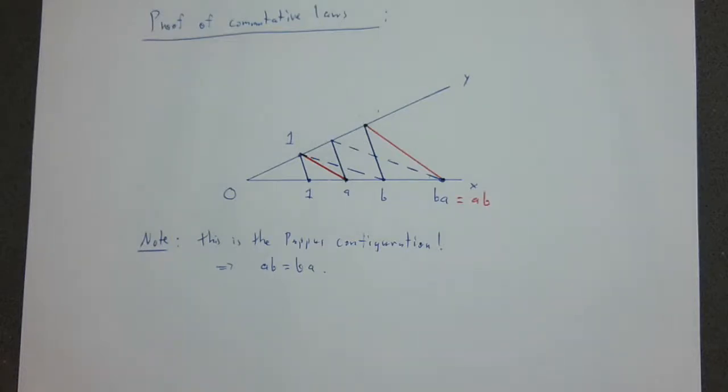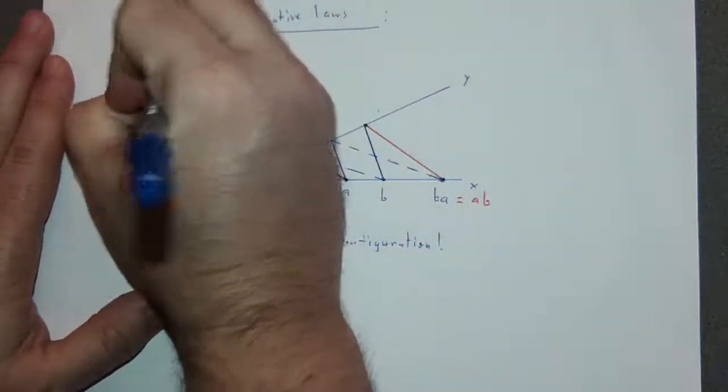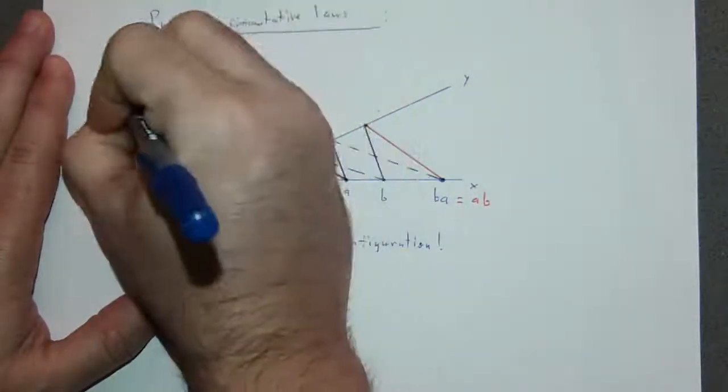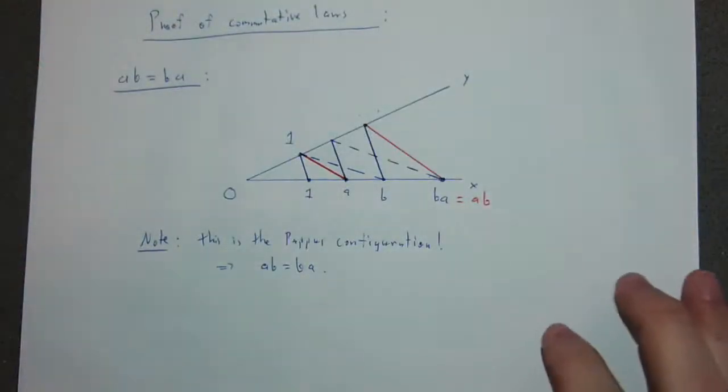All right, so let's do the same thing for multiplication. This is the commutative property for multiplication. Let's see how this works for addition.